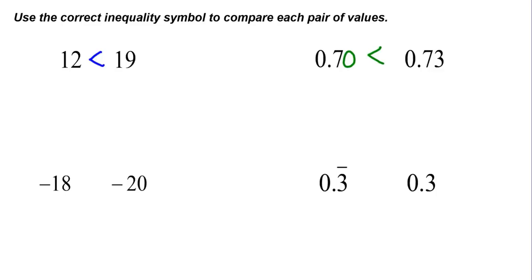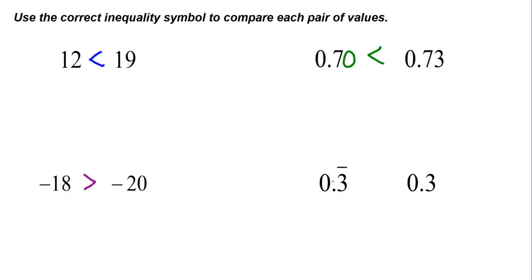And then also be careful when comparing negatives. Remember, the larger a negative value is actually further away from 0 or further left on the number line, so it is smaller. So negative 18 is actually greater than negative 20, so we put the greater than symbol in there.